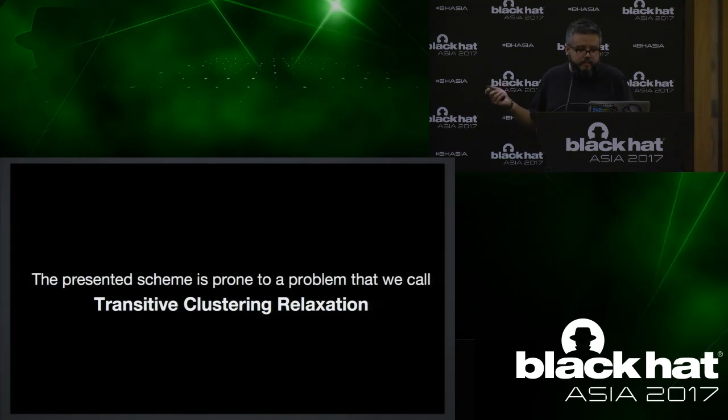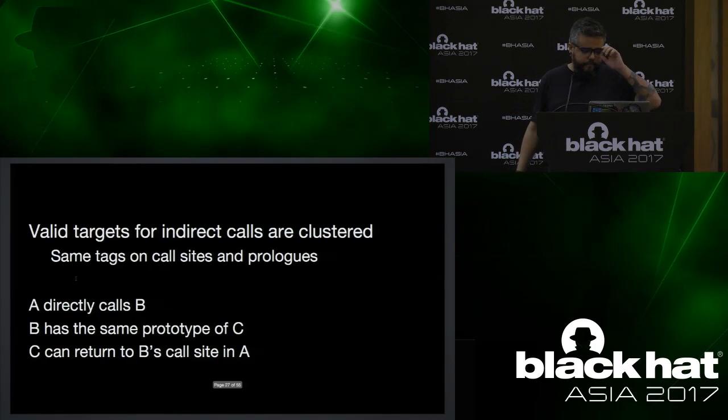The presented scheme is actually prone to a problem that we identified and that we call transitive clustering relaxation. Although the name is quite complex, the problem is really simple. Let's see what it is. Imagine that you have a target for an indirect call which is called both directly and indirectly. As these targets for indirect calls are clustered, all these functions will have the same tags on their prologues, and they will check for the same tags before returning.